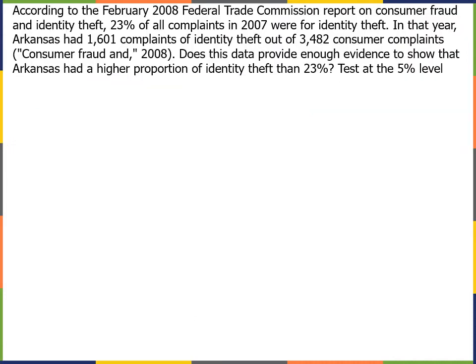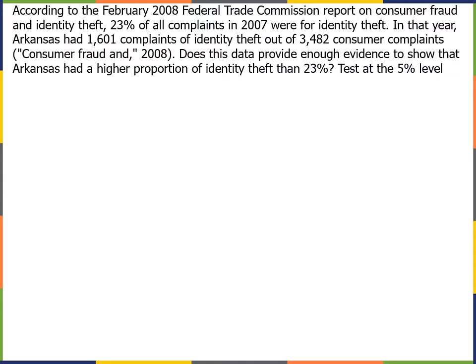Okay, so let's do another hypothesis test for proportion. According to the February 2008 Federal Trade Commission report on consumer fraud and identity theft, 23% of all complaints in 2007 were for identity theft. In that year, Arkansas had 1,601 complaints of identity theft out of 3,482 consumer complaints. Does this data provide enough evidence to show that Arkansas had a higher proportion of identity theft than 23%, test at 5% level?